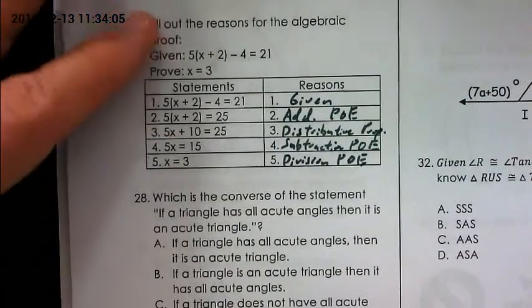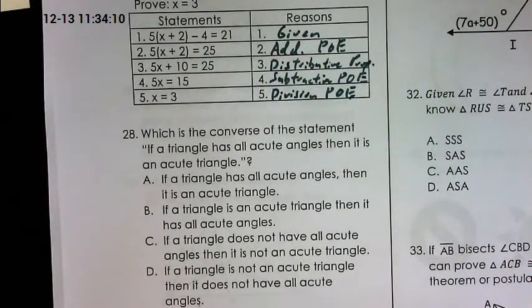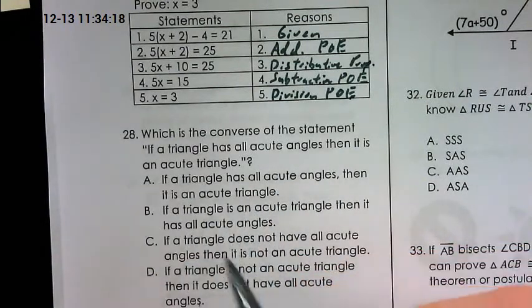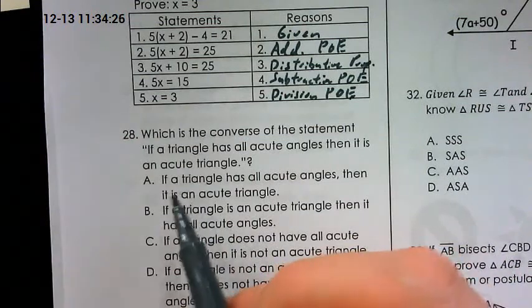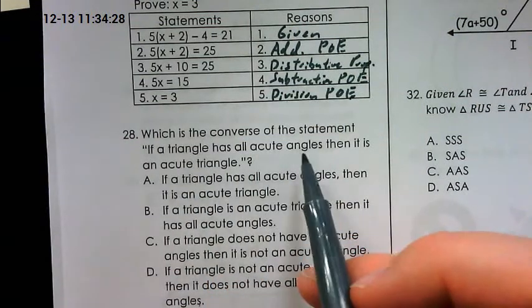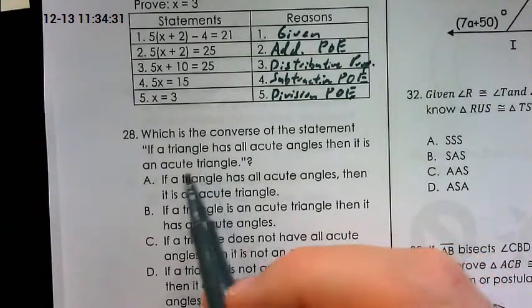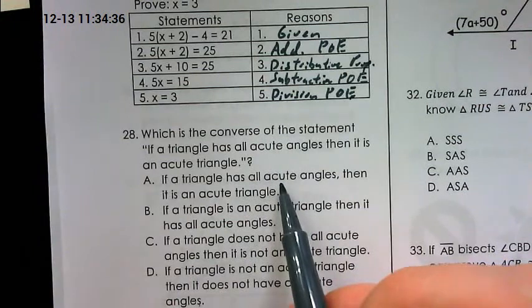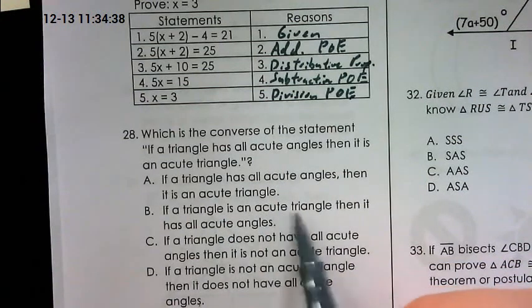Alright, going on down to 28, which is the converse of the statement. If the triangle has all acute angles, then it is an acute triangle. Again, converse switches the if and then. So on this one, you guys did really good. Just looking through these, the fact that we have acute angles has to come second. The fact that it's an acute triangle comes first. So this one would not be it. This one, let's see, acute triangle, acute angles, looks like it's B.